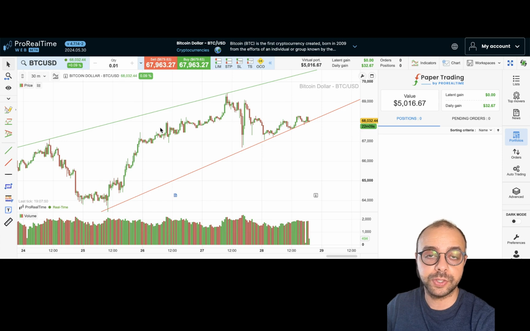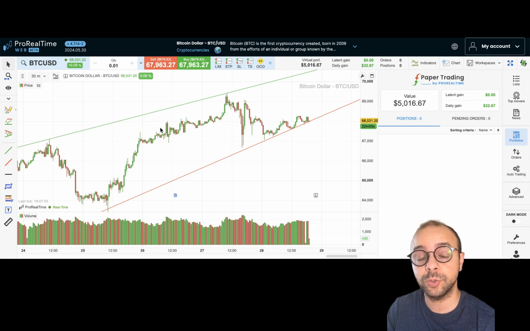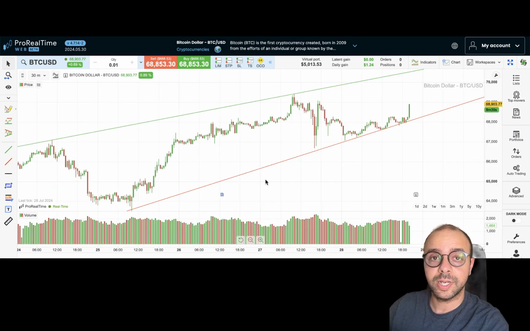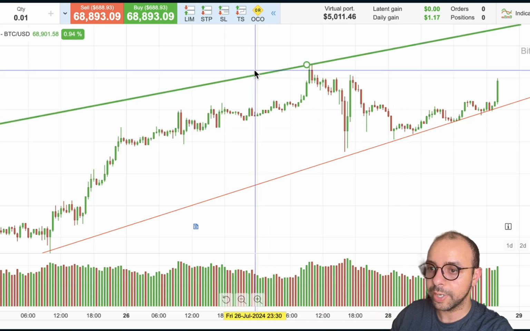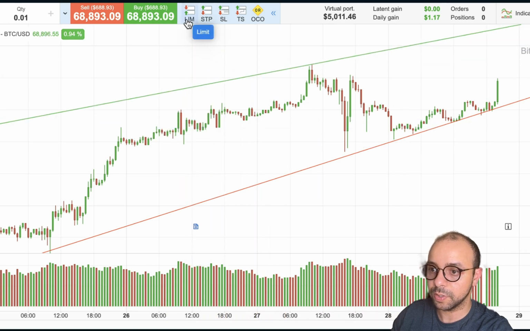Monitoring your open position is crucial to make informed decisions about when to close a trade or when to let it run. Now, let's take a look at limit orders and their associated risk management features. A limit order allows you to set up a specific price at which you are ready to buy or sell a security. These are available right next to the buy and sell buttons on the top right of your screen.